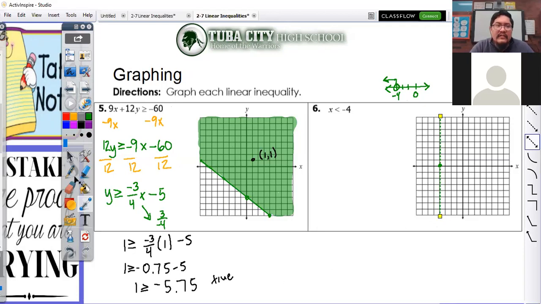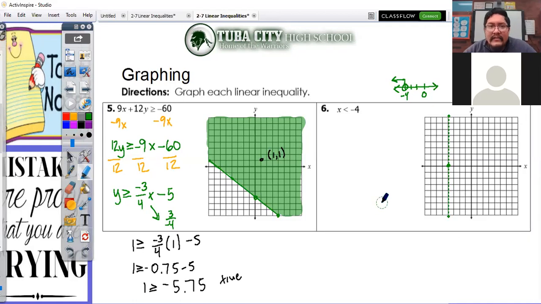I'm going to move it over just a little bit so you can see it a little better. And there you go. So again, an open circle is a lot like the dashed line. They're very similar in how they are used. And that would mean everything on this side is shaded. And if you're not sure, you can pick a test point. So in this case, if I pick, say, -6, -6 is less than -4. This is true.